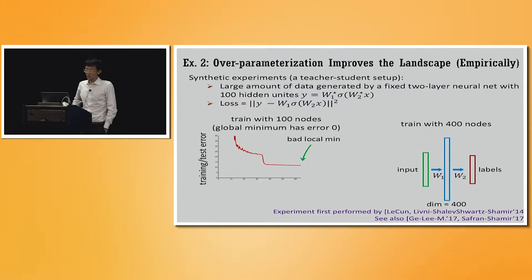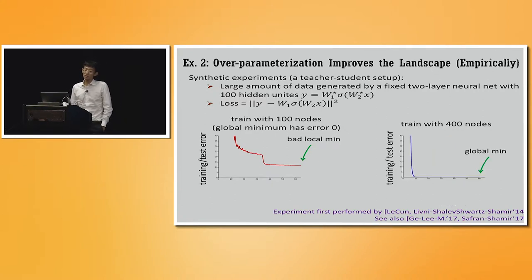The only thing we have to do is enlarge the network in the training model. We just make the parametrization of W1 and W2 bigger. So W1 is now a mapping from the input dimension to 400, and W2 is from 400 to the number of labels. Now if we train it, we see that the training and test error converge to zero error, which is a global minimum, because you cannot go below zero.